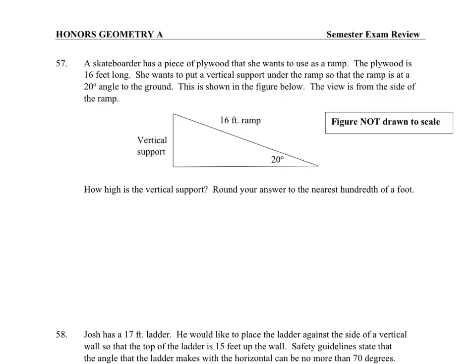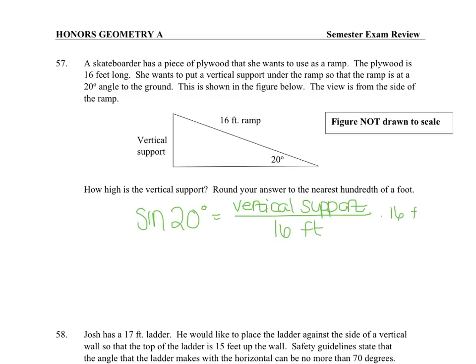Well, the vertical support is my opposite of 20 degrees, and I'm given my hypotenuse, so I should use the sine. Sine of 20 degrees is going to equal the vertical support over 16 feet. Well, I'm going to multiply both sides by 16 feet.